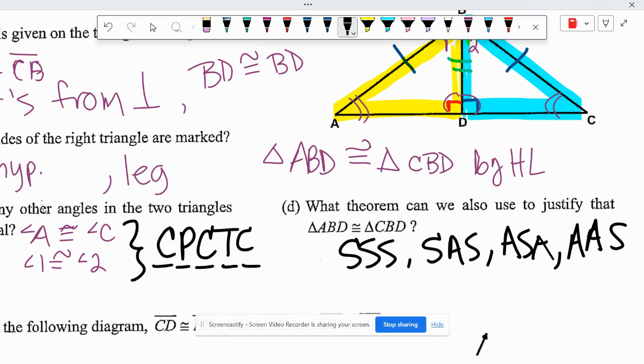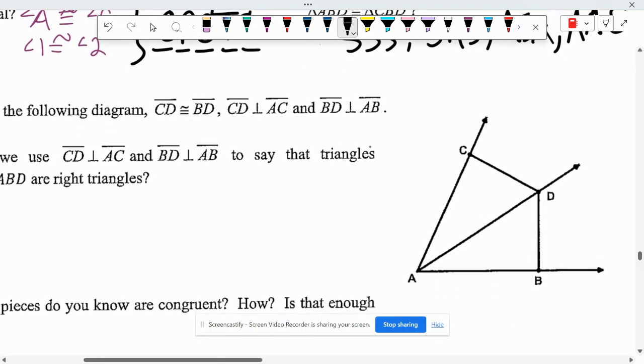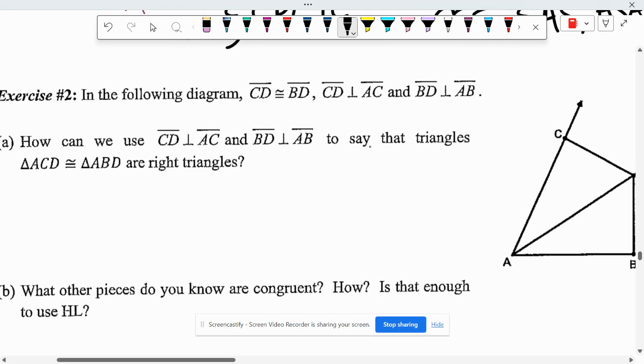So let's go down to triangle number 2. And I want to tell you that this is the makings of a proof. What we're doing right now is the makings of a proof. And then all we're going to do is just a bunch of proofs. We're just going to keep practicing it.